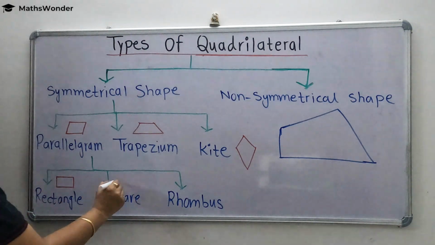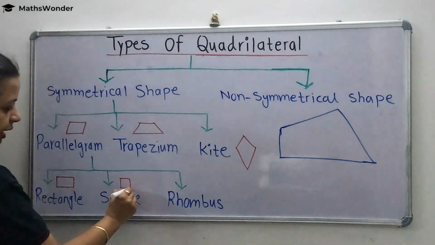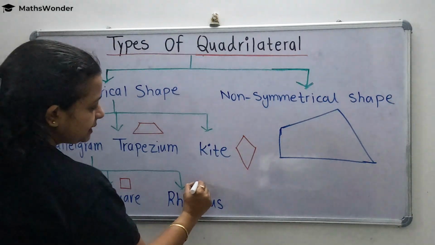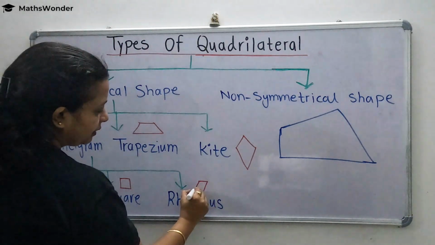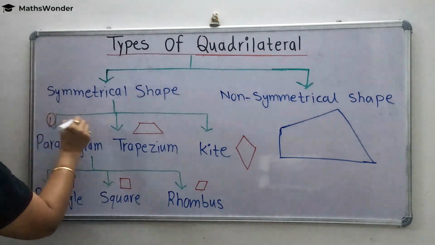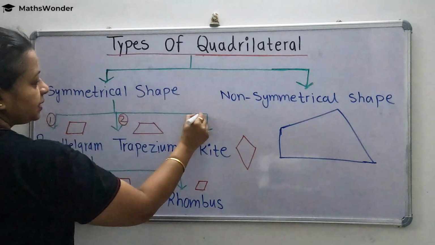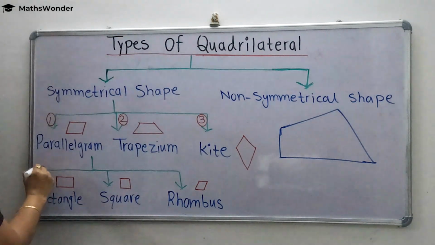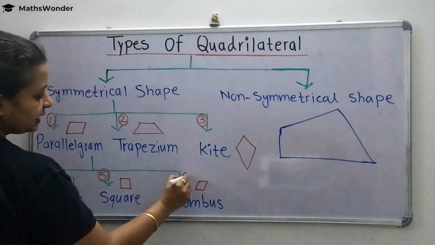Rectangle shape is like this. Square, everyone knows it, 4 sides are equal. Rhombus is a tilted square. So these are the small shapes regarding the 6. We will discuss the 6 shapes. Basically, if anyone asks how many types of quadrilateral, you can say that there are 6 types: first, second, third, fourth, fifth and sixth.